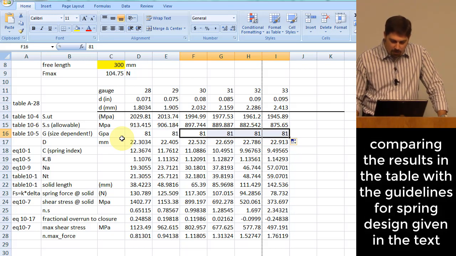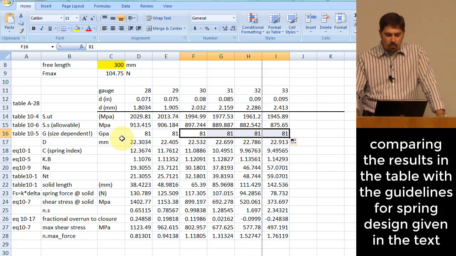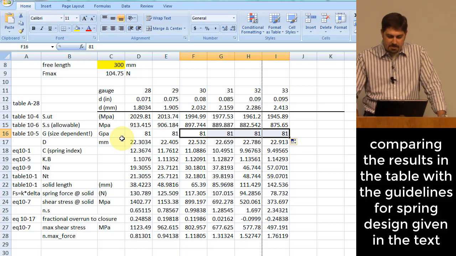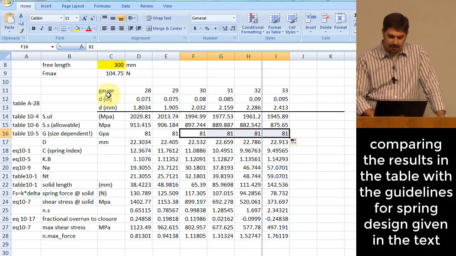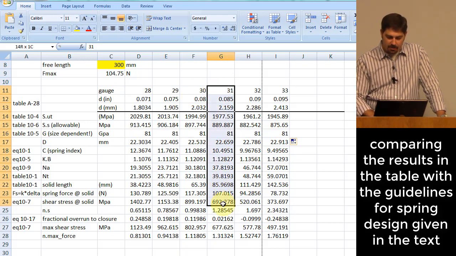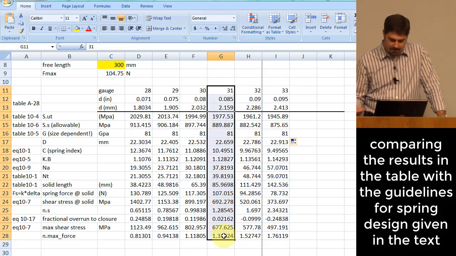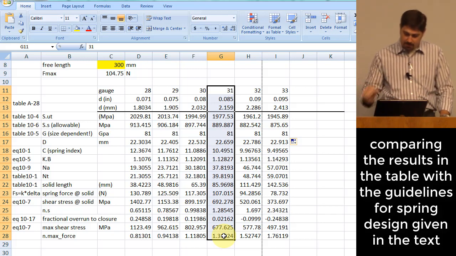All right, based on what we see here, what do you think we should recommend as far as a spring is concerned? Okay. This gauge right here looks to be pretty good. Are there any problems with that gauge?